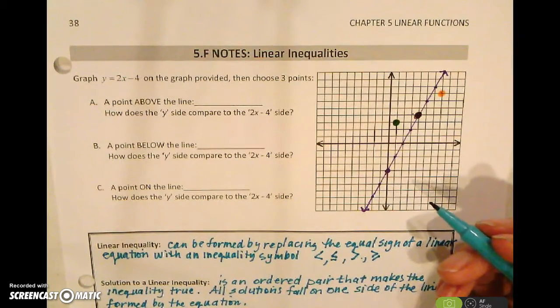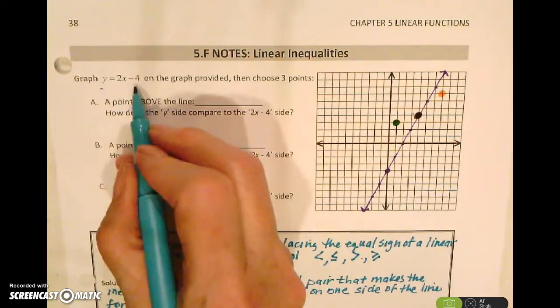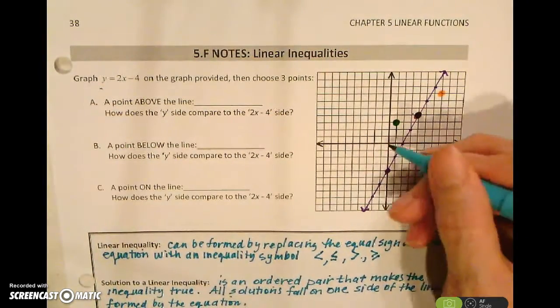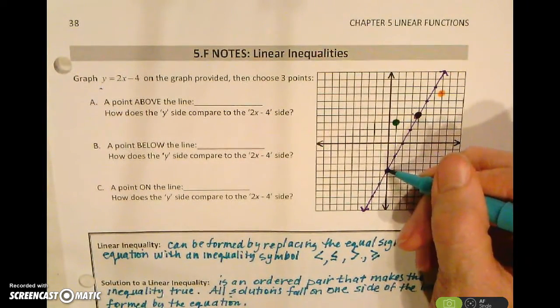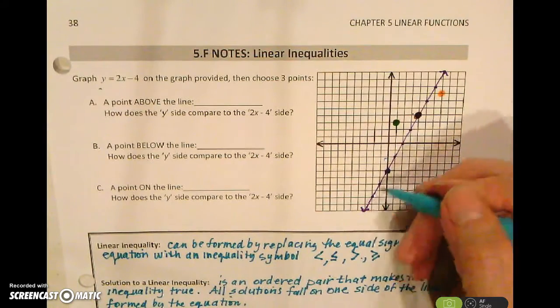In this unit, we're going to look at what the solution to a linear inequality would look like. So to begin with, we're going to graph y equals 2x minus 4. Over here, you can see I've graphed it. Here's the y-intercept of -4, and it's got a slope of 2, up 2 over 1. So I've graphed that right here.